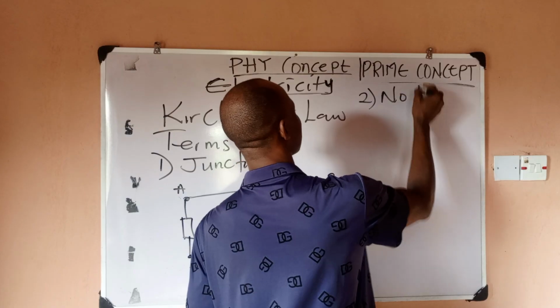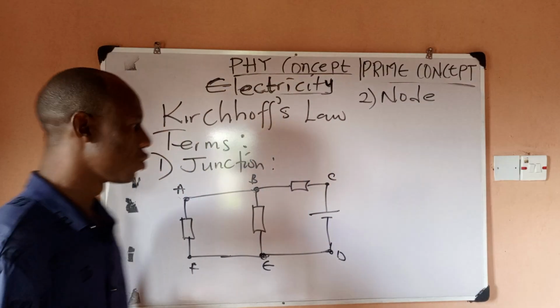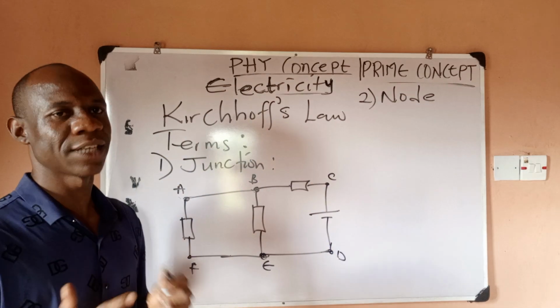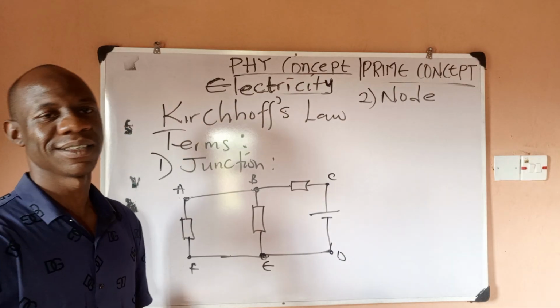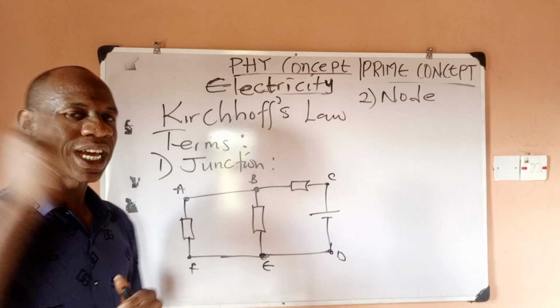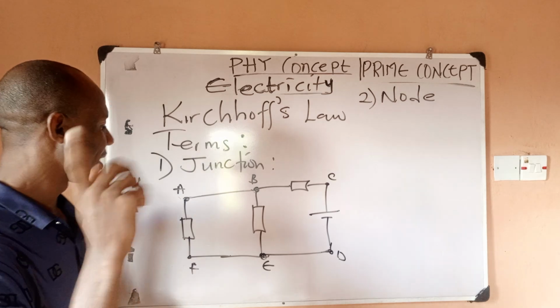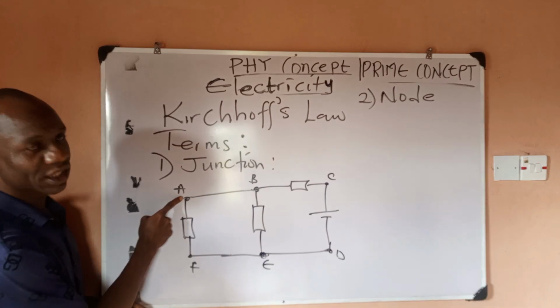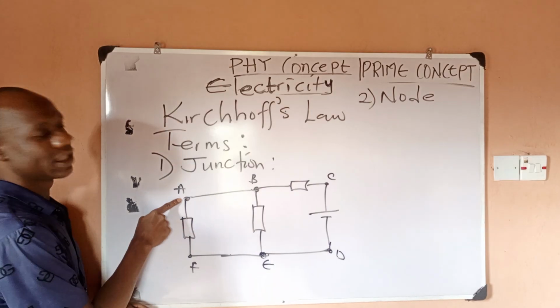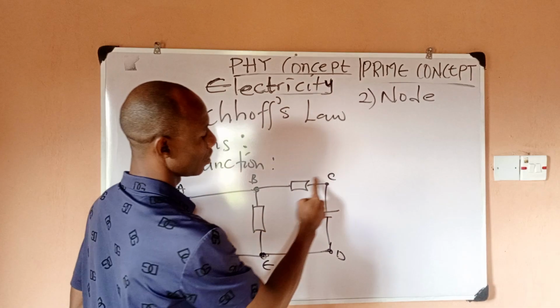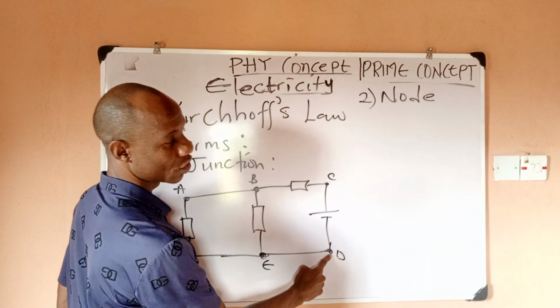That brings us to the second term that is used, which is what we call node. So what is a node in a circuit? A node is a point where 2 or more wires meet. That is to say, this point qualifies to be called a node. So you have 1, you have 2. So this point is a node. This point is also a node. You have this, you have this. This is also a node.